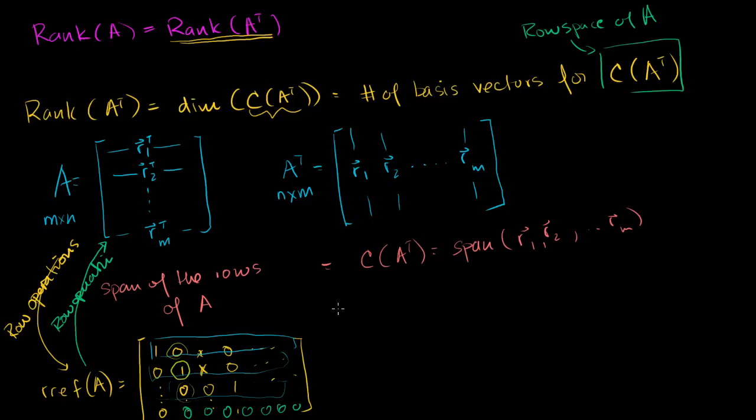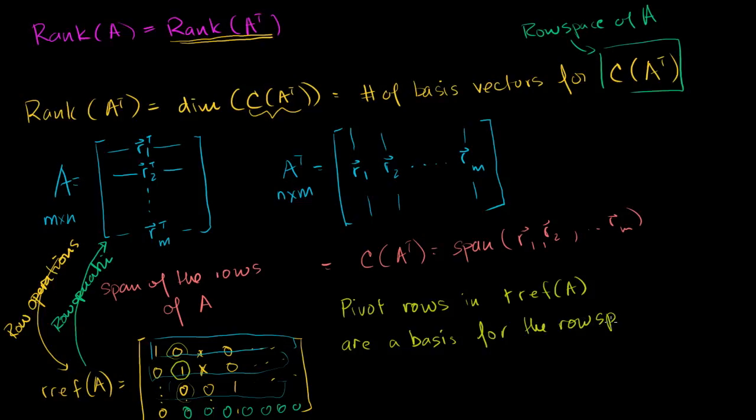So let me write this down. The pivot rows in reduced row echelon form of A are a basis for the row space of A. And the row space of A is the same thing as the column space of A transpose. Row space of A is the same thing as the column space of A transpose. We've seen that multiple times.